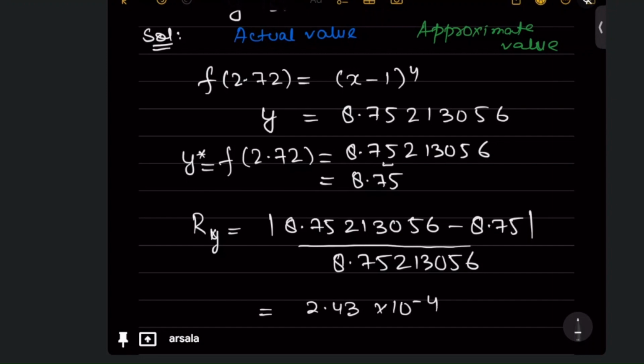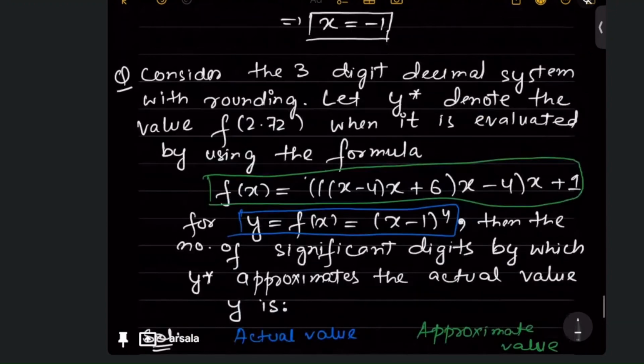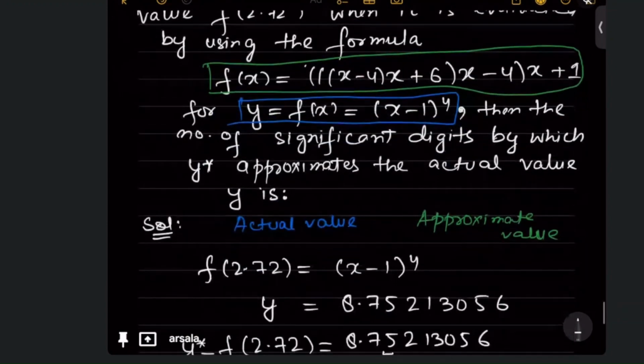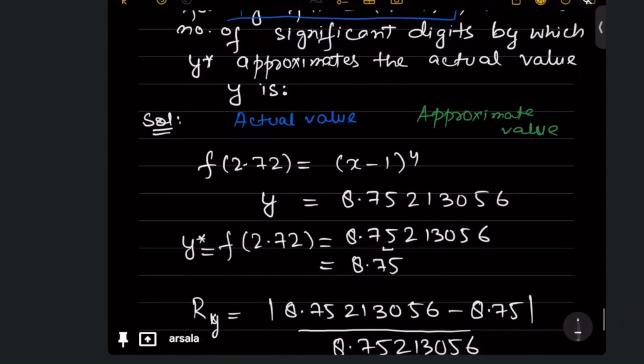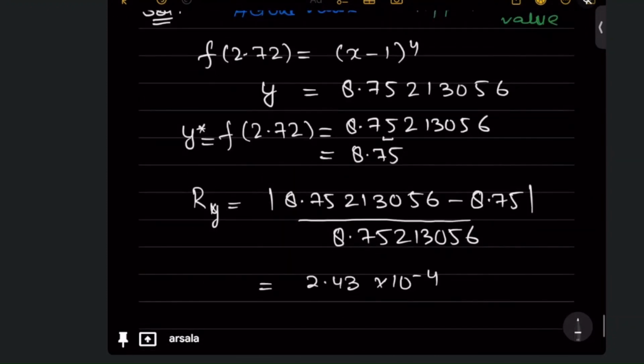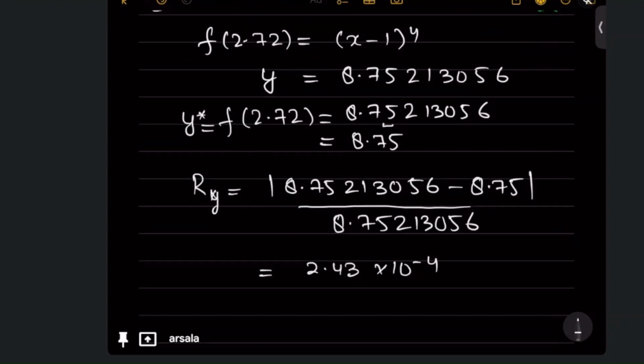This expression is coming out to be 2.43 only, right? Yeah, into 10 power minus 4. Okay. Now, the number of significant digits by which y approximates the actual value. This is what we are getting: 3. So for finding the approximate digit, since this number is less than 5, right?